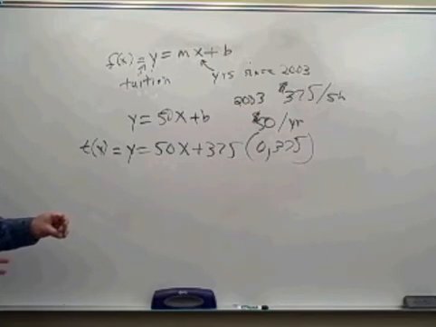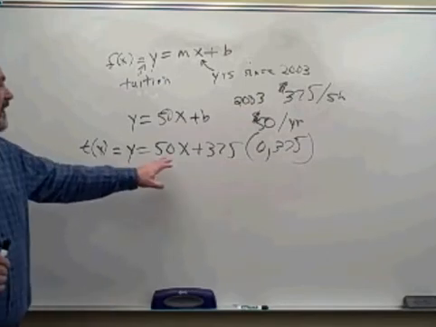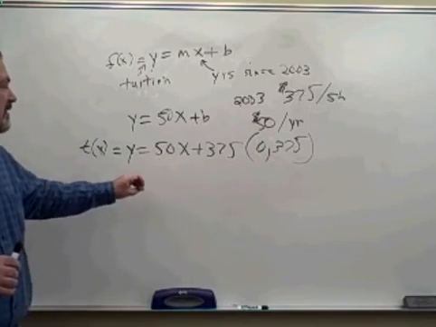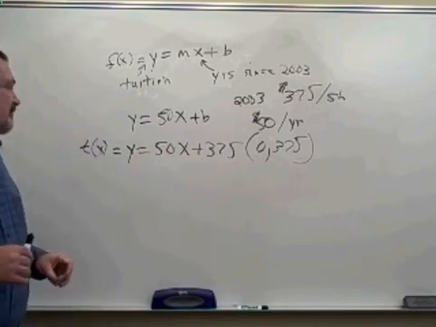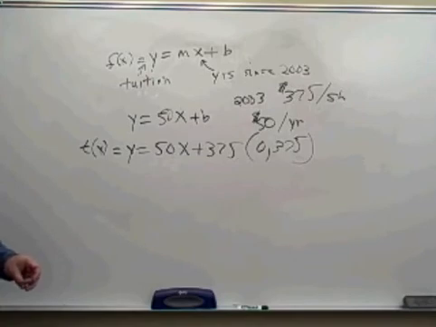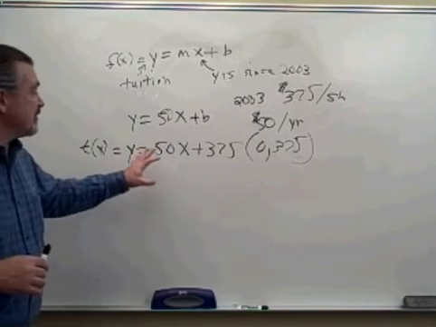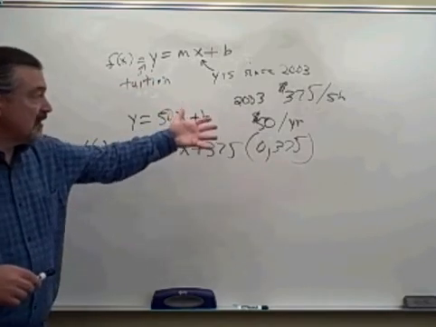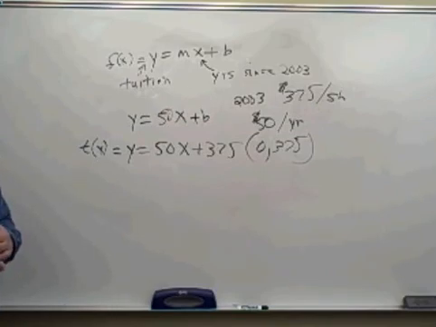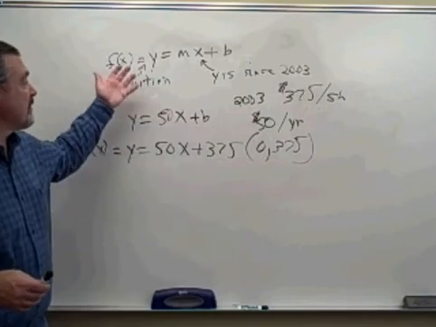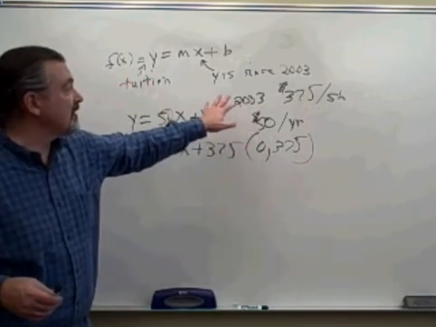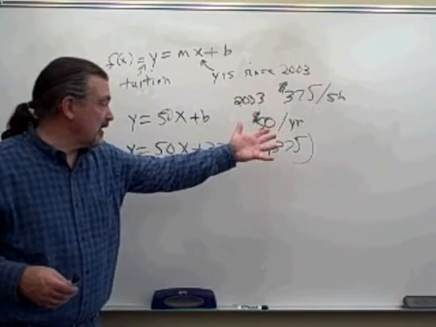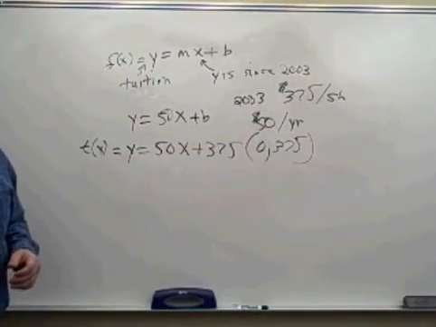3,500, that'd be a little expensive, maybe even for Alpine College. 7 times 50 is 350. 350 plus 375, that's going to be what? 725? So in 2010, it would have been $725 per semester hour if the trends had continued at an increase of $50 per year since 2003. So in this instance, we were given the slope and the y-intercept, and we were able to take those values and produce our linear function.